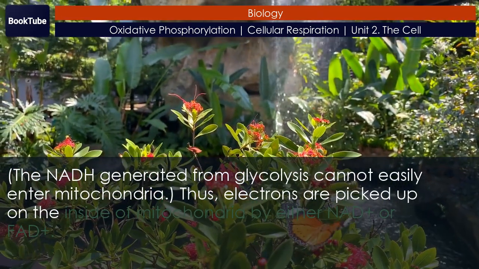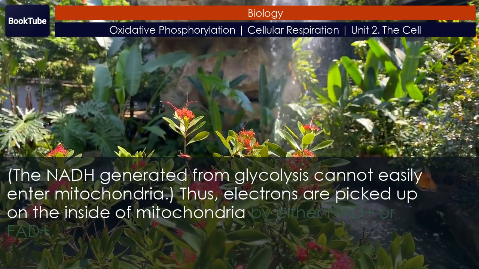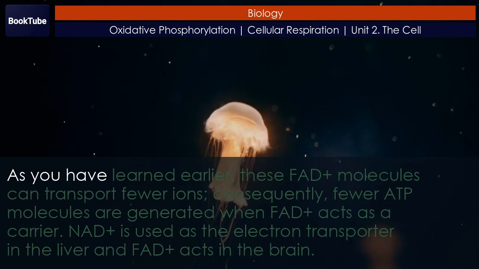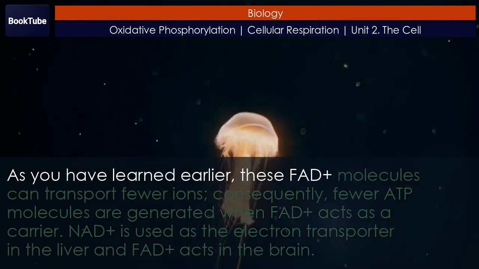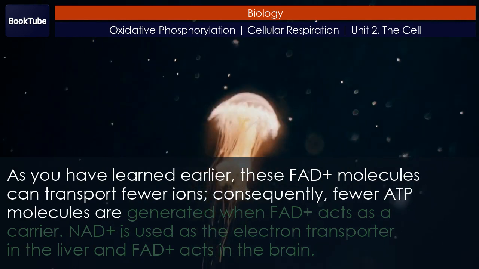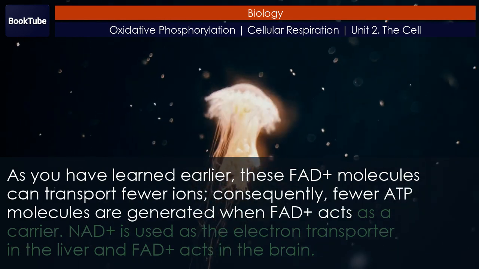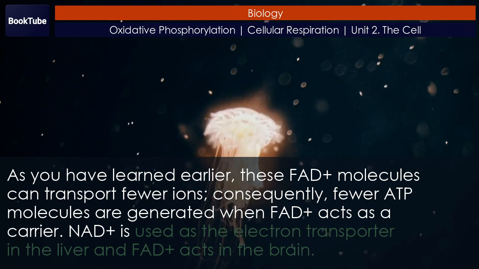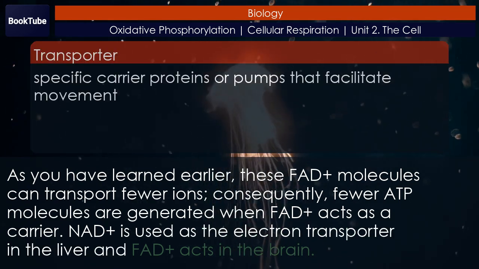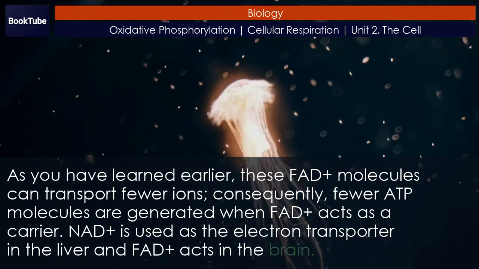Electrons are picked up on the inside of mitochondria by either NAD+ or FAD+. As you have learned earlier, these FAD+ molecules can transport fewer ions. Consequently, fewer ATP molecules are generated when FAD+ acts as a carrier. NAD+ is used as the electron transporter in the liver and FAD+ acts in the brain.